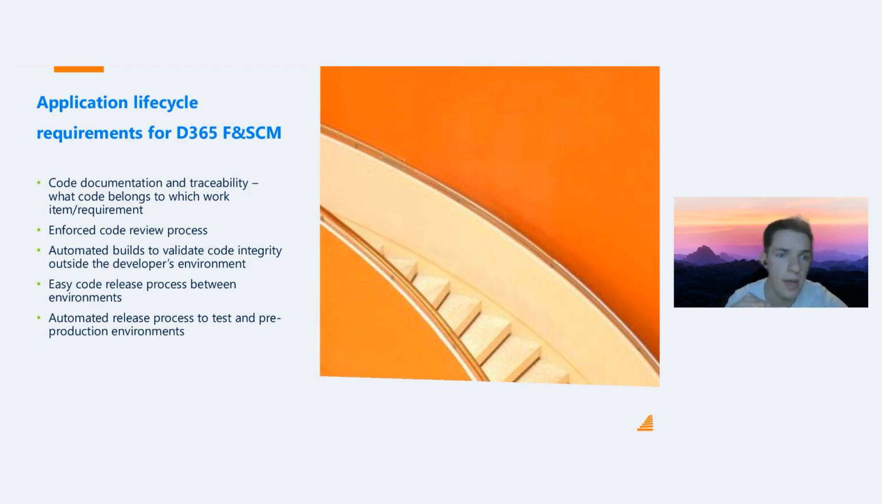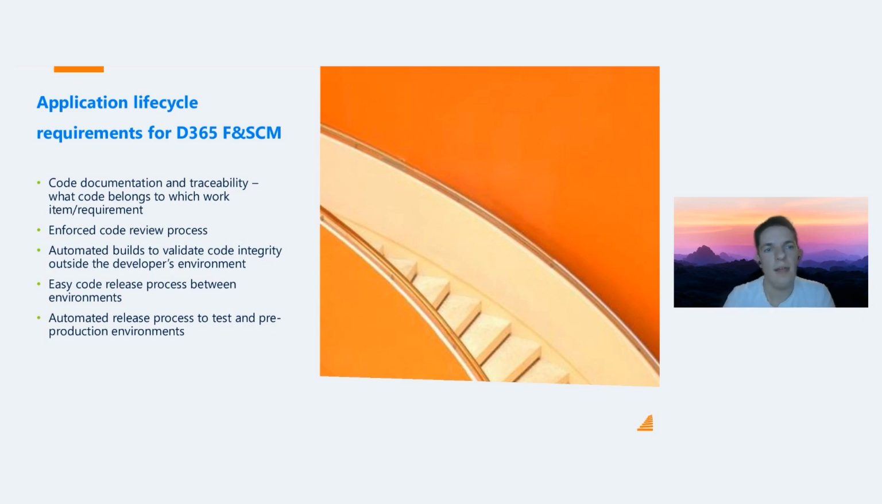You usually want to have automated builds, first of all, to validate code integrity outside the developer's environment, right? You want to avoid the classic, hey, it works on my machine or it compiles on my machine. So you want to make sure that it also compiles outside the developer's machine. You also want to have an easy code release process between different environments. So you want to have that automated as much as possible. And you want to automate the release process also to test environments and even to pre-production environments.